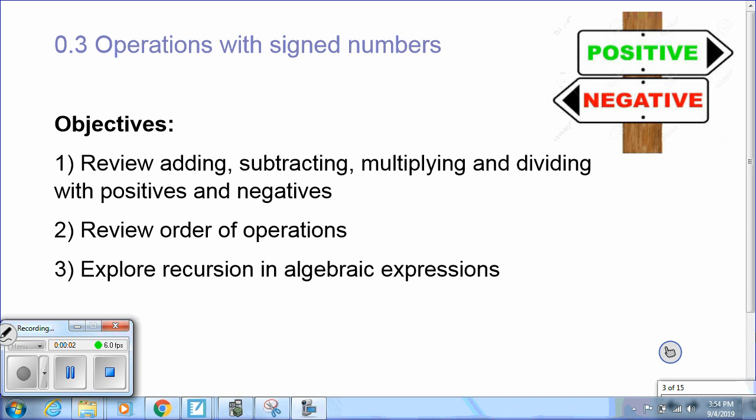All right, today we're going to be looking at operations with signed numbers as well as a couple of other things. So we're going to review adding, subtracting, multiplying, and dividing with positives and negatives. We're going to review the order of operations, and we're also going to explore more recursion, sort of like the fractals, right? Repeating a process. We're going to explore that in algebraic expressions.